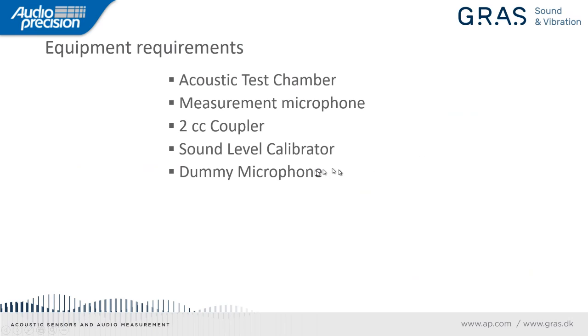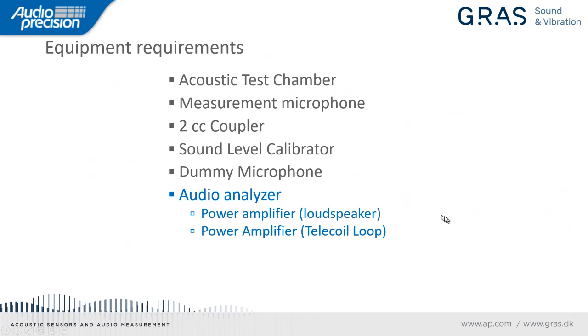We also need a dummy microphone. I'll explain what that's for in a subsequent slide. And of course, we need an audio analyzer. Now, accessories for the audio analyzer include a power amplifier to drive the loudspeaker, a power amplifier to drive the telecoil loop, a microphone power module to provide signal conditioning and power the measurement microphone, and a battery simulator to power the hearing aid and to enable us to measure the current drawn by the battery. So I've put these devices all in blue, the same color as the audio analyzer, because I'll be featuring today our APX 511 audio analyzer, which has these features built in.